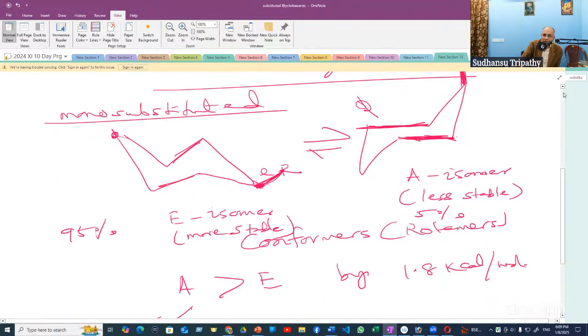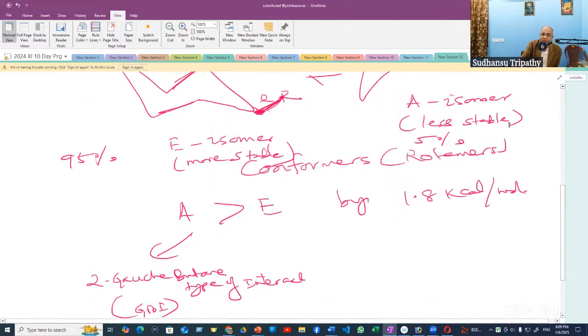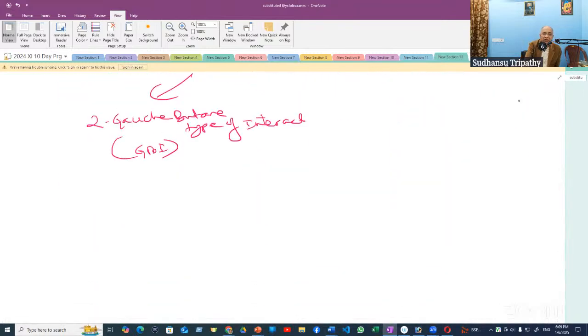So the energy difference of 1.8 makes the equilibrium constant such that 95% of the molecules at room temperature remain in the equatorial form. Coming to disubstituted cyclohexanes, very, very interesting.